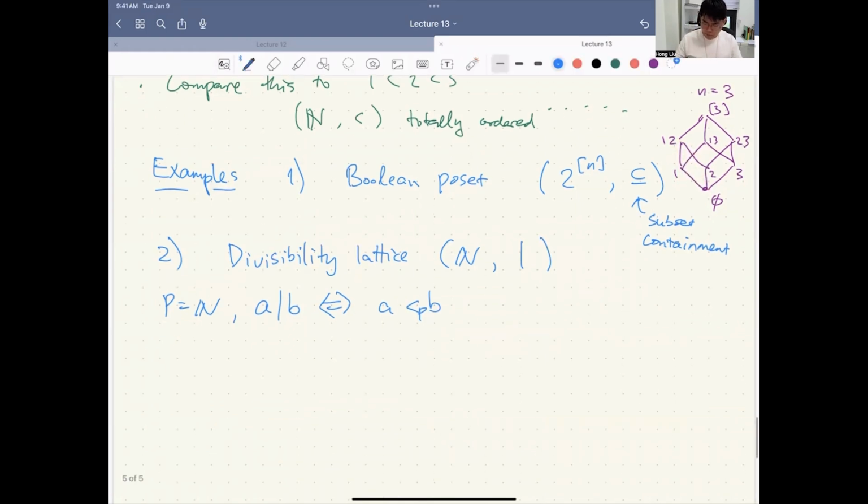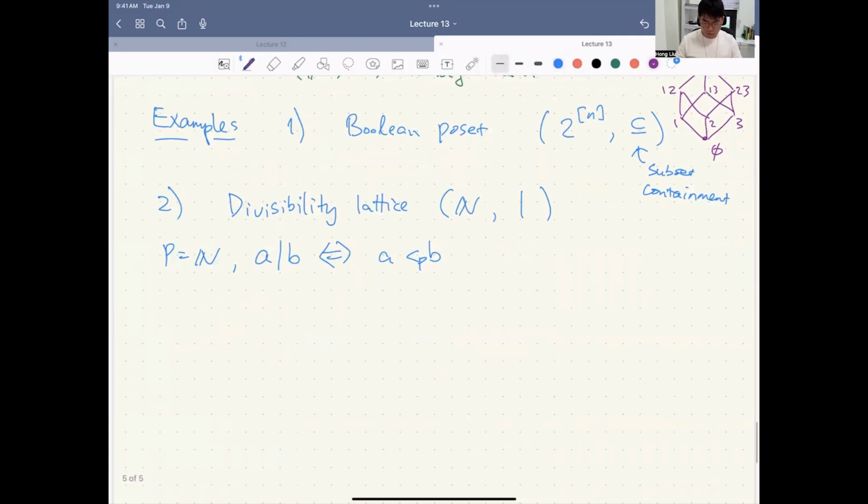Here, let's also draw a picture for divisibility. What's the smallest at the bottom? 1. Nothing divides 1 apart from itself in the natural numbers. This is an infinite poset, right? So I can only draw so much. So 2, 3, 5, 7. What is the first layer? The prime numbers above 1. And then above 2, you have 4.